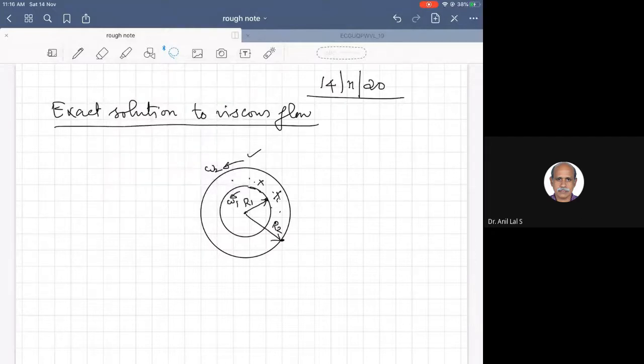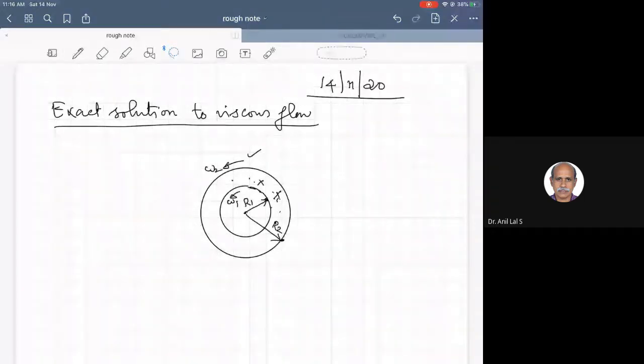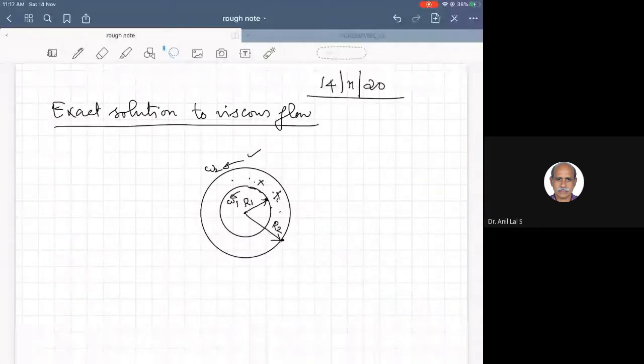Hello, welcome to another lecture on exact solutions to the Navier-Stokes equations. Today I am going to discuss the flow in the annular gap between two concentric cylinders with relative angular motion.